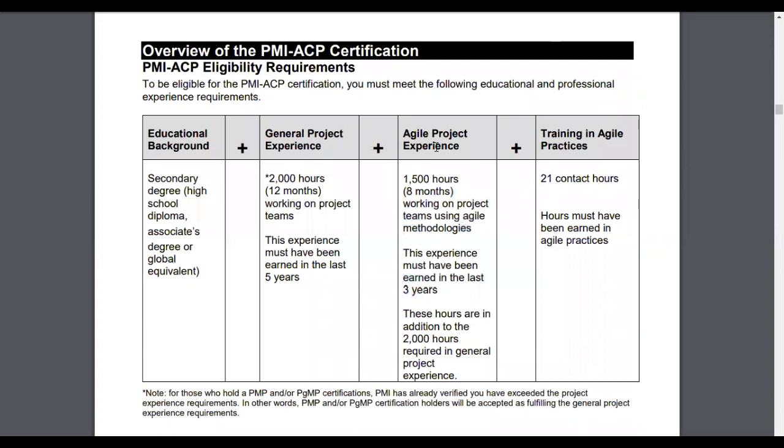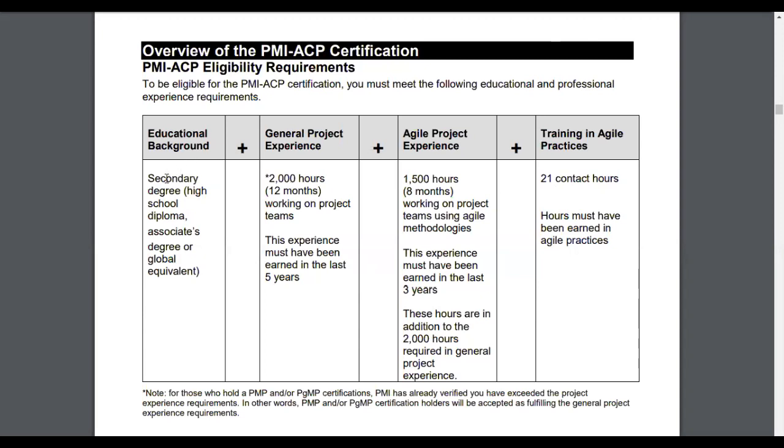In addition to that, you also need 21 hours of Agile project management training. And this should be documented, and you should be able to prove that you have completed the 21 hours of Agile project management training. So let's take that again.